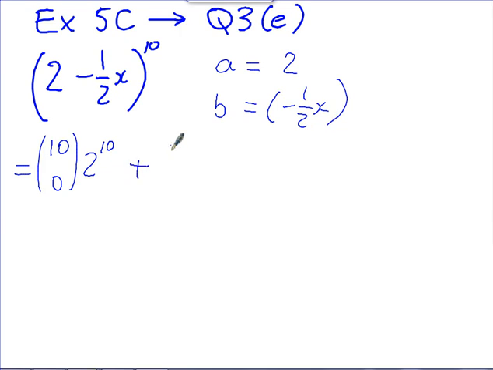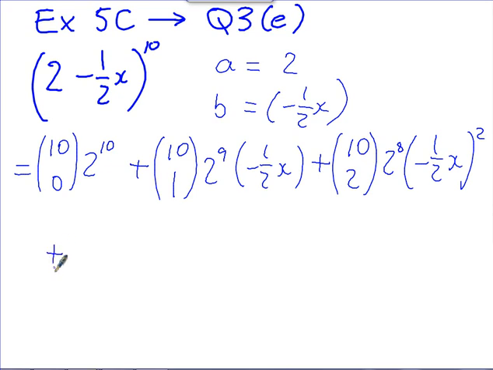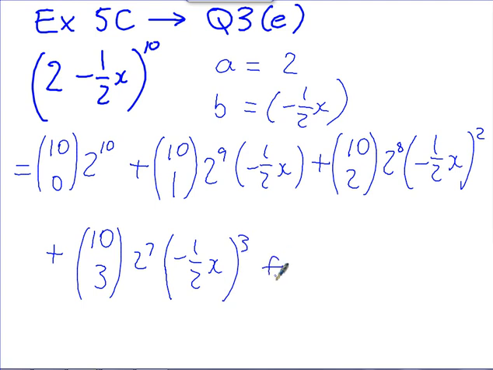Second term would be 10 choose 1, 2 to the power of 9, minus a half x to the power 1, which we don't really need to write. Third term, 10 choose 2, which means how many ways of choosing 2 from 10, and we'll come to that in a minute. 2 to the power of 8, minus a half x squared. We've just got to go for it at the beginning. We don't want to get too worried about working them out at this stage. Final term then, because we only want 4, 10 choose 3, 2 to the power of 7, minus a half x cubed. It does go on, but it doesn't tell us to find those ones.